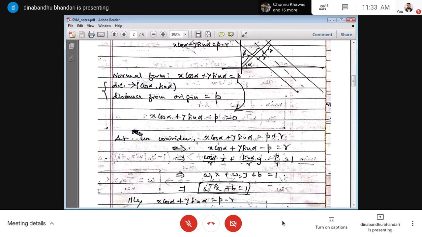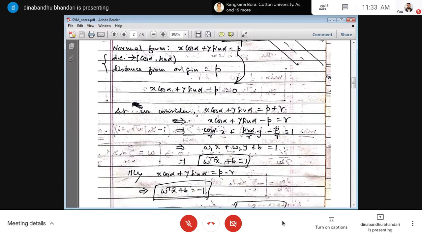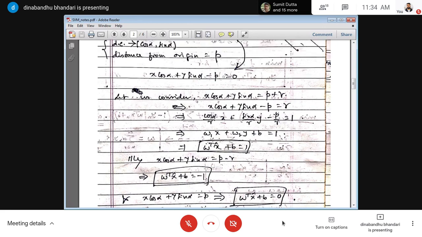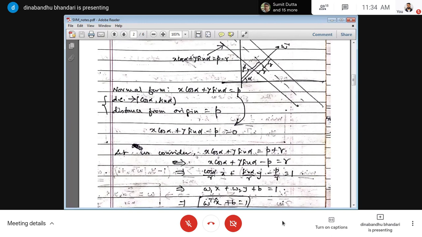Now come to the line in the negative boundary. X cos alpha plus Y sin alpha equal to P minus R. You take this P in the left hand side, divide both sides by R, X cos alpha by R plus Y sin alpha by R minus P by R, which is equal to minus 1, right? Then cos alpha by R is our W1, sin alpha by R is our W2, minus P by R is our B. So left hand side can be written as W transpose X plus B, and right hand side is minus 1. And what is the equation in the middle? Our line, right, which we want.